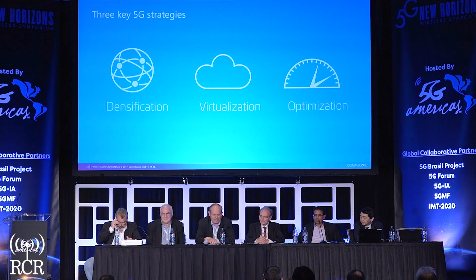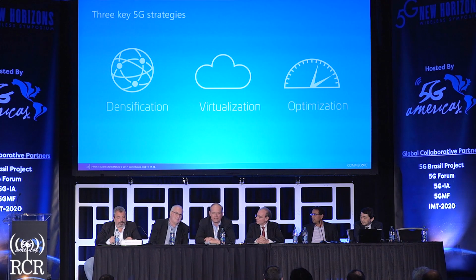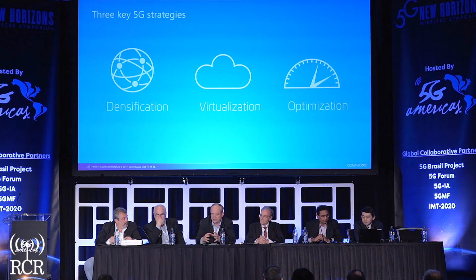So it is an exciting industry to be a part of, and I think some of the keys to evolving from 4G to 5G involve densification, virtualization, and optimization of the network. So for densification, we're talking about the deployment of small cells, so we can get more gigabits per second per square meter. And small cells are a key part of that.